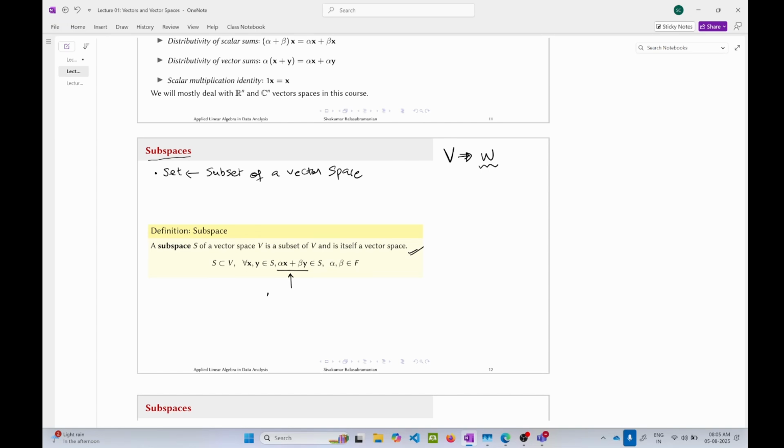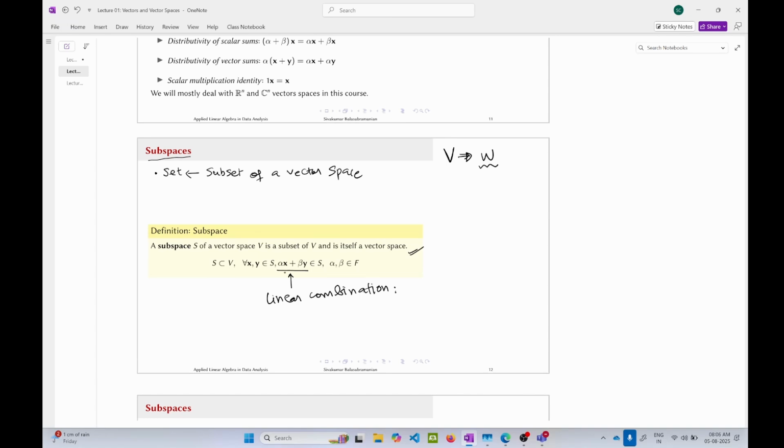This is also another term we will often come across. I don't have it defined in the slide, but we will define it now. A linear combination which looks like this. Okay, so the subspace is a subset of a vector space, which is also a vector space.